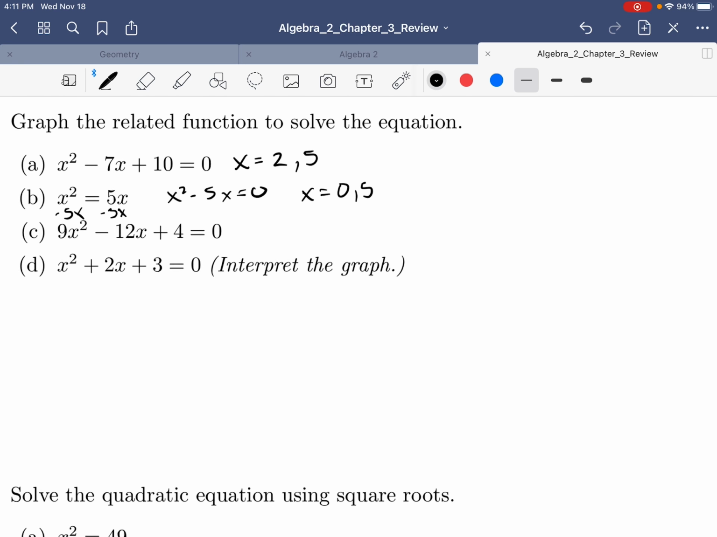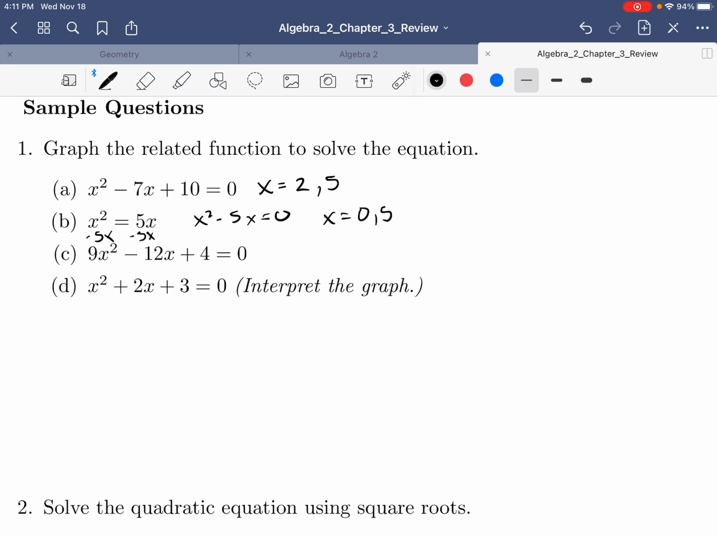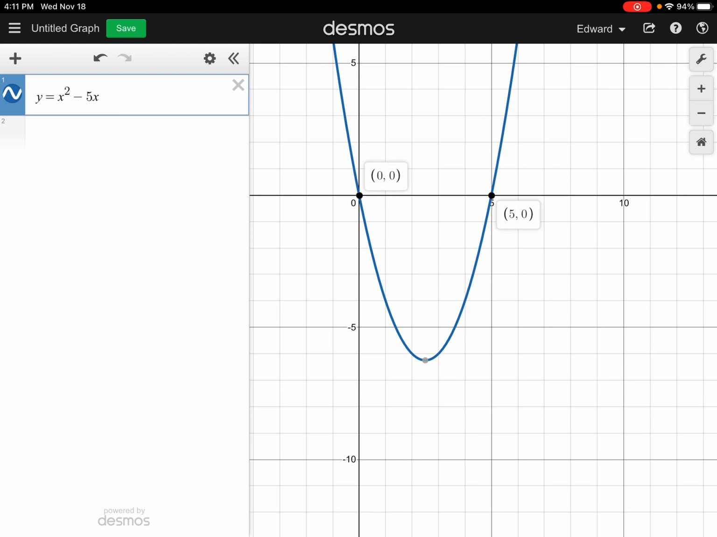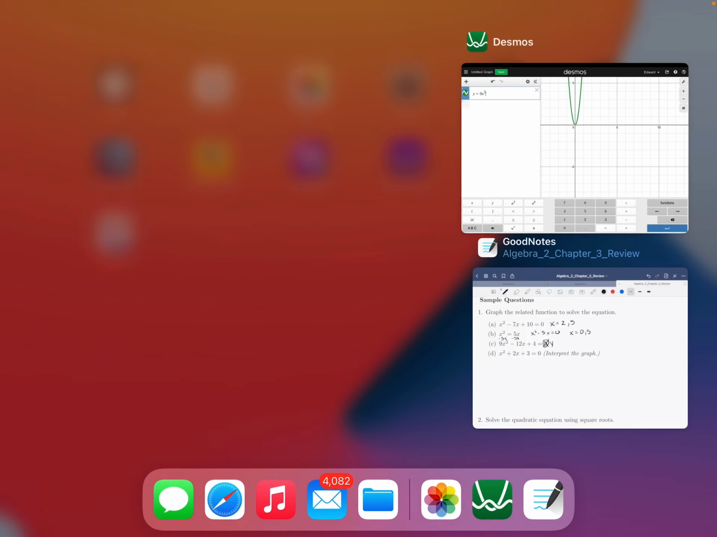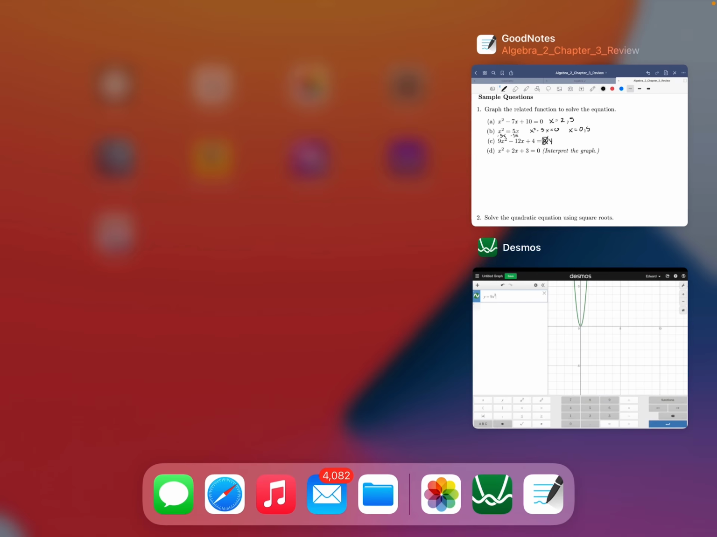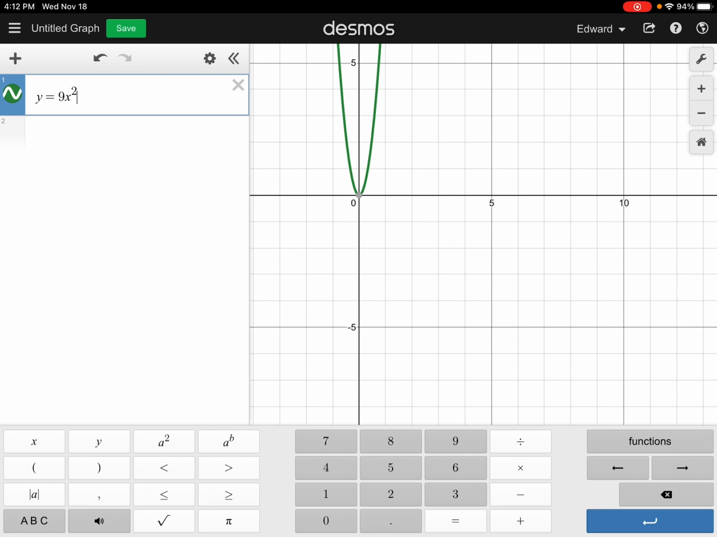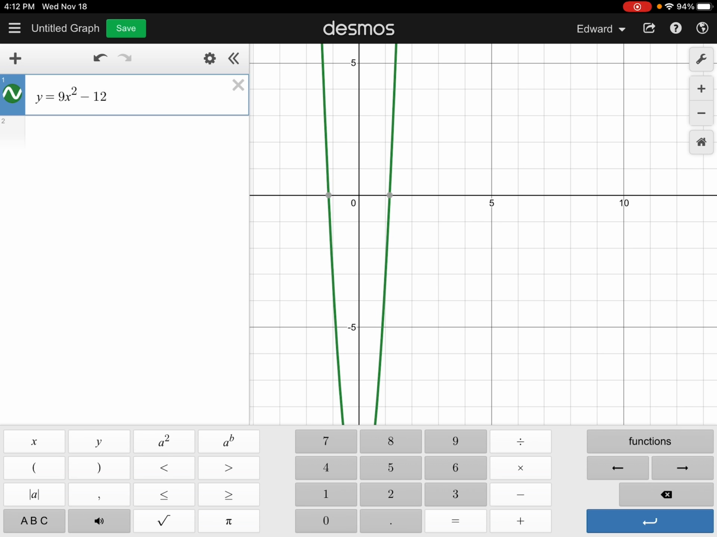All right, time for question C. If you can't tell, it's very straightforward. All you got to do is graph it. Type in the equation, take this 0, turn it into a y, and graph that thing. 9x squared minus 12x plus 4. So I'm going to say y equals 9x squared. Oh my gosh, that's all wrong. Let's go back, fix that guy. y equals 9x to the power of 2, minus 12x plus 4.